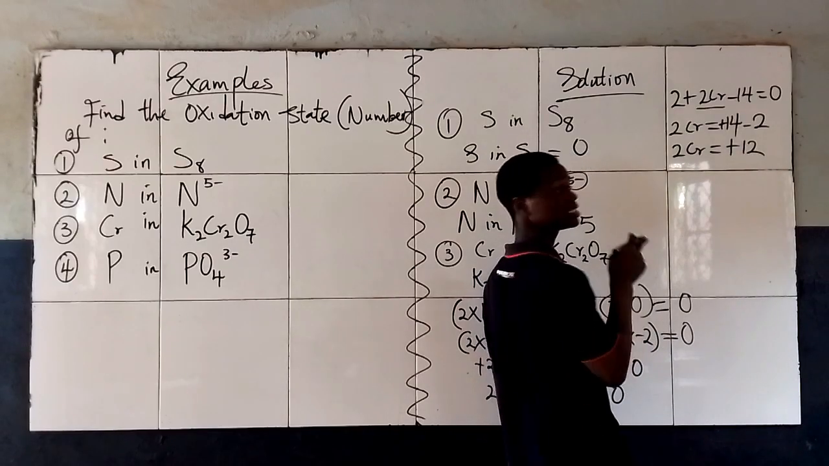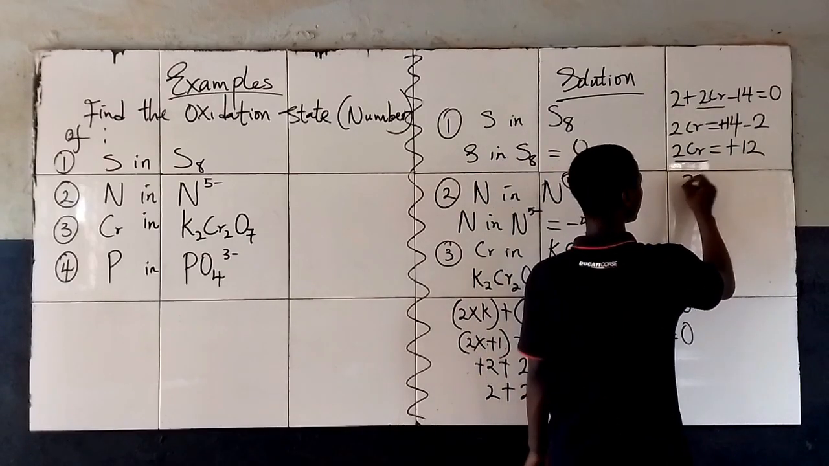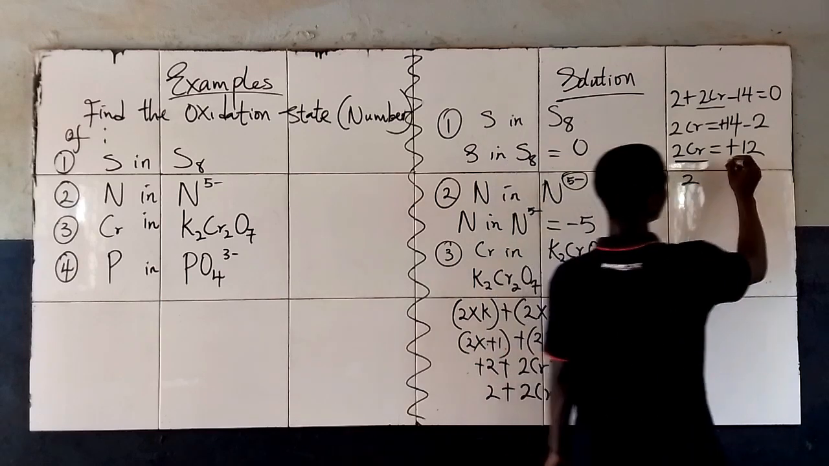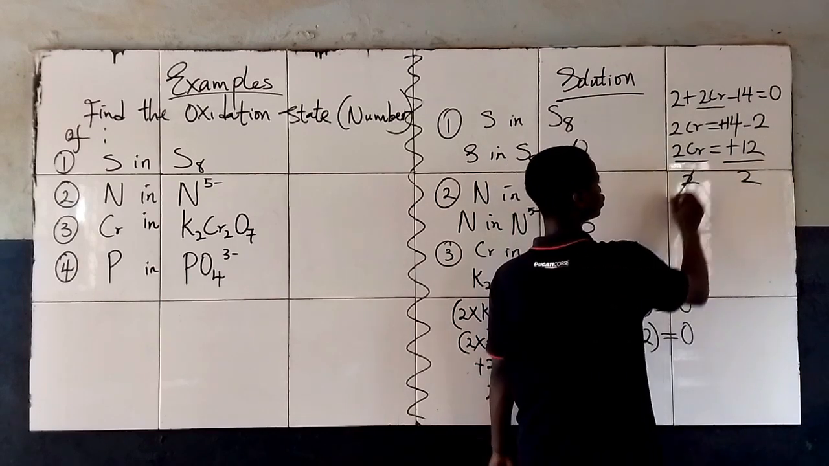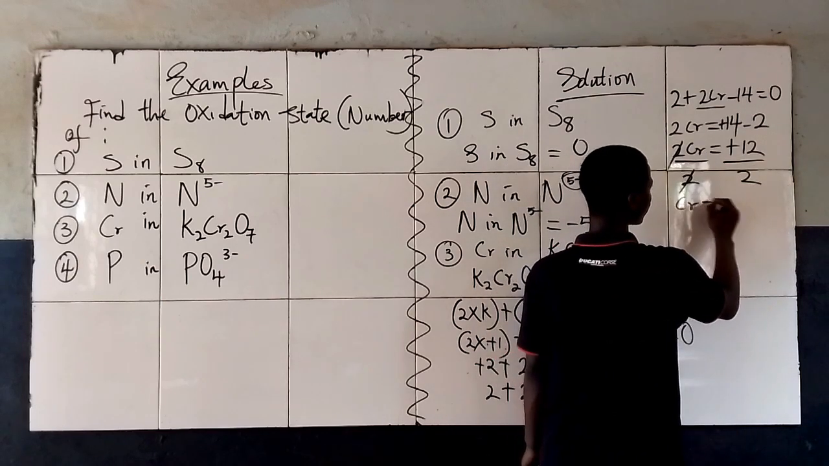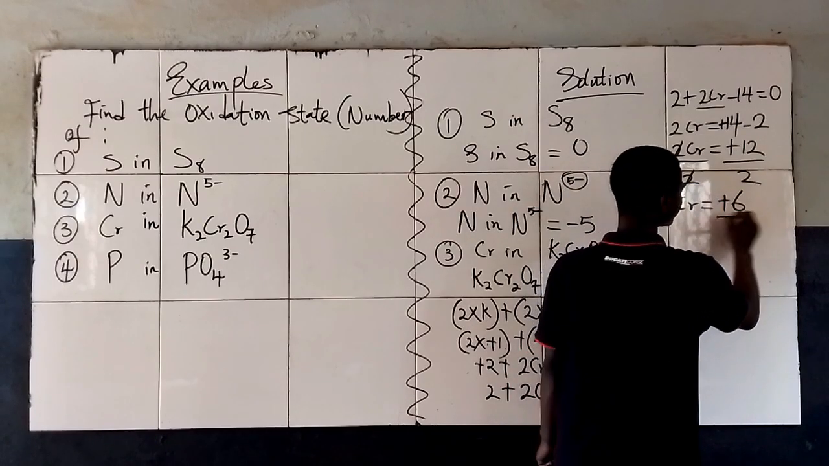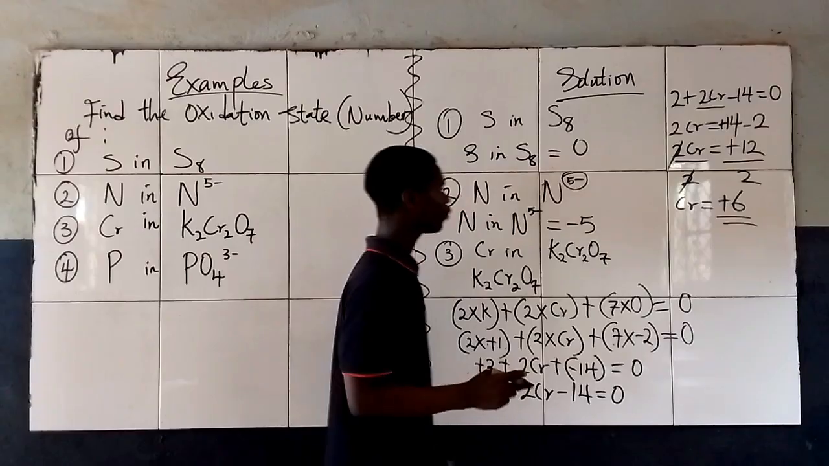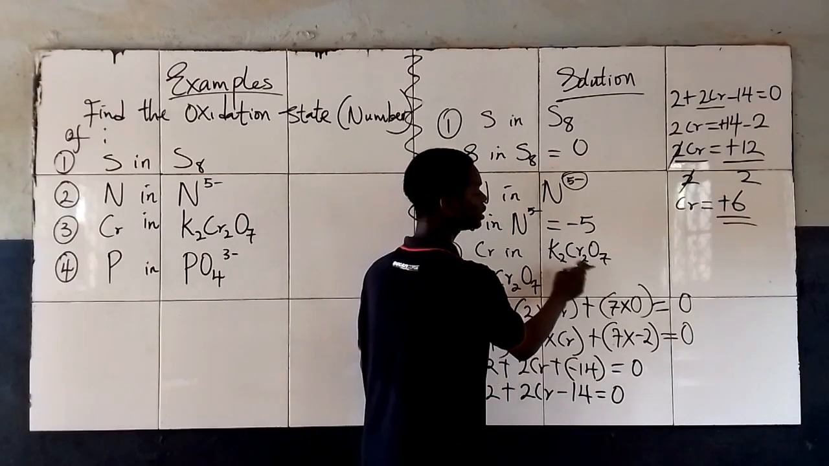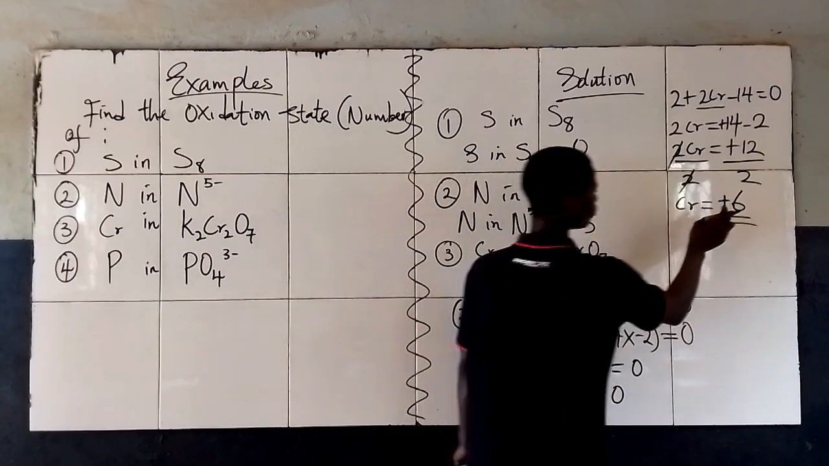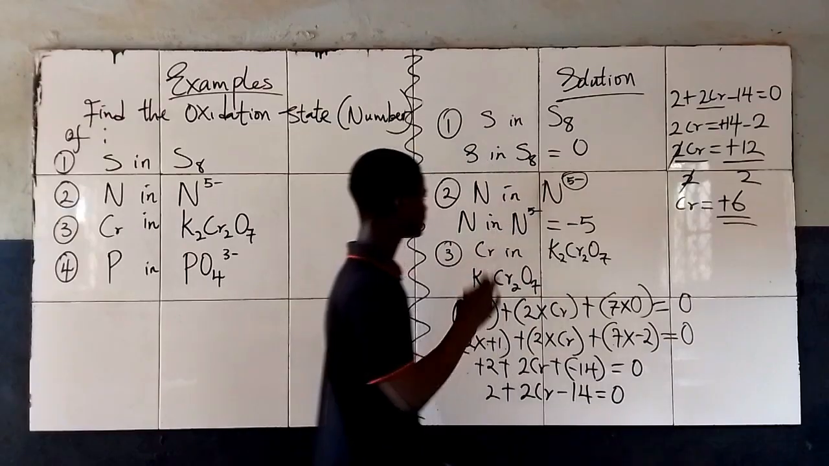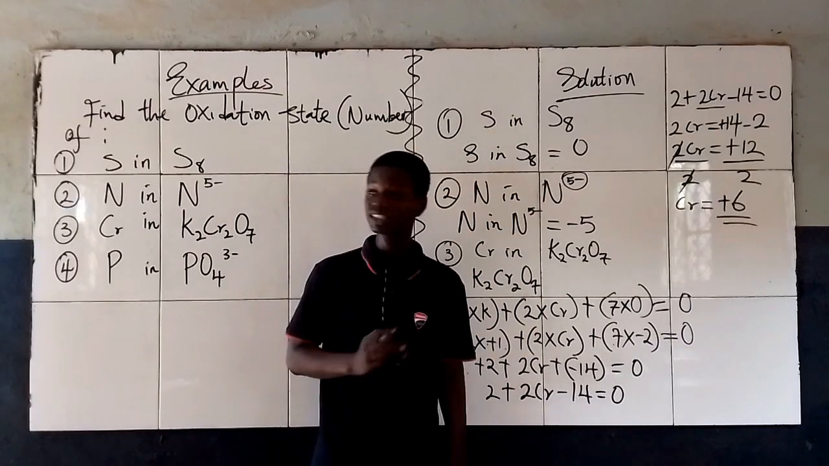What do you now do to make CrO the subject? Divide both sides by what is attached, which is what? 2 over 2 over 2. 2 will cancel 2 here. You have CrO equals 2 in 12 is what? Plus 6. So the oxidation state of chromium in K2Cr2O7 is what? Plus 6. I think that is it. I hope you can now understand how these questions are solved.